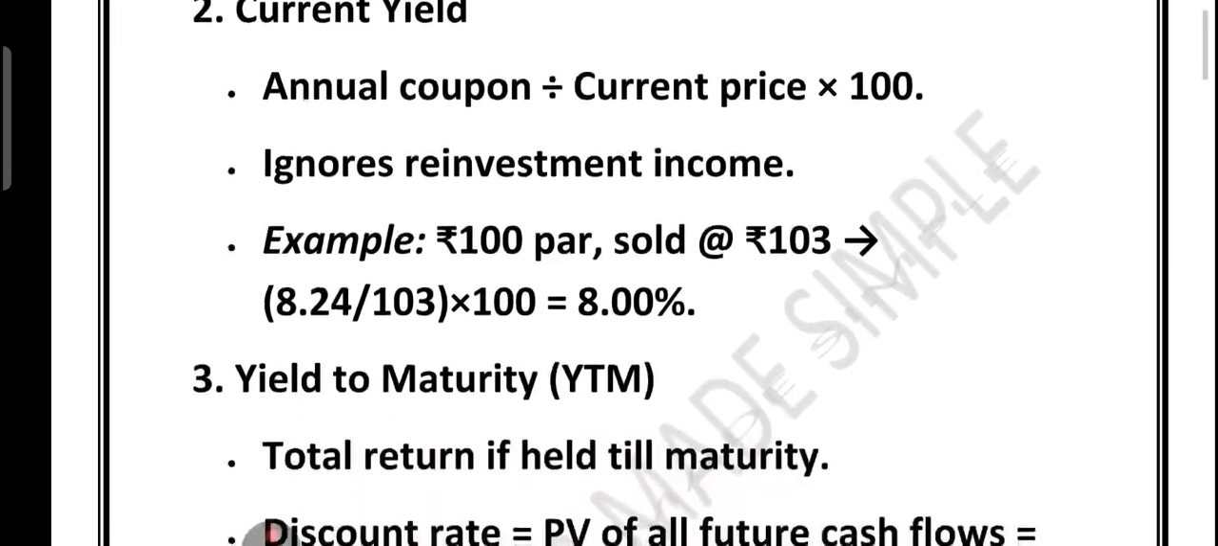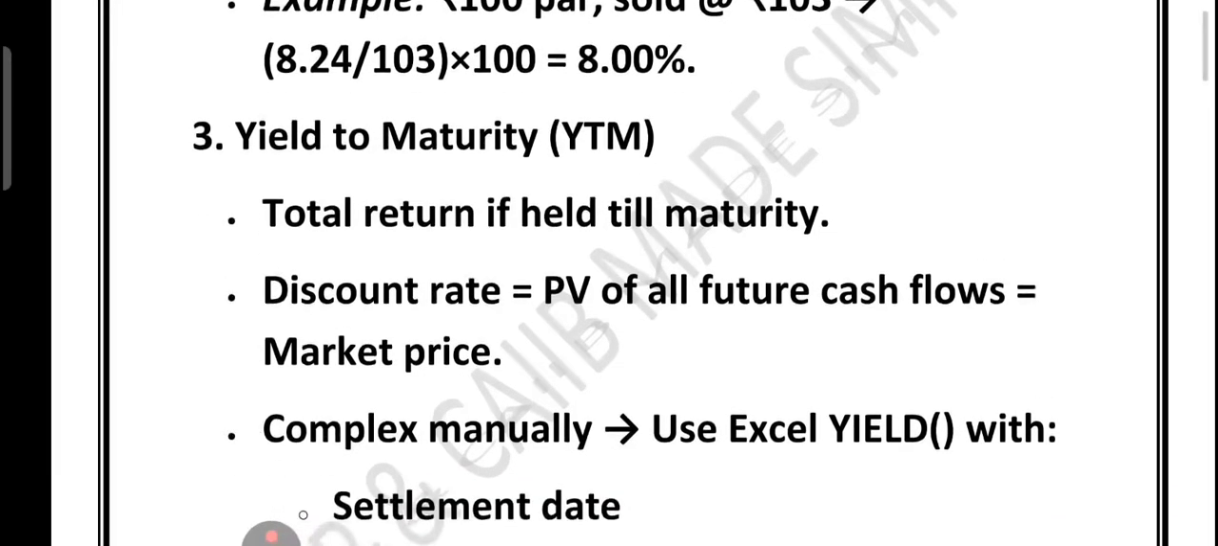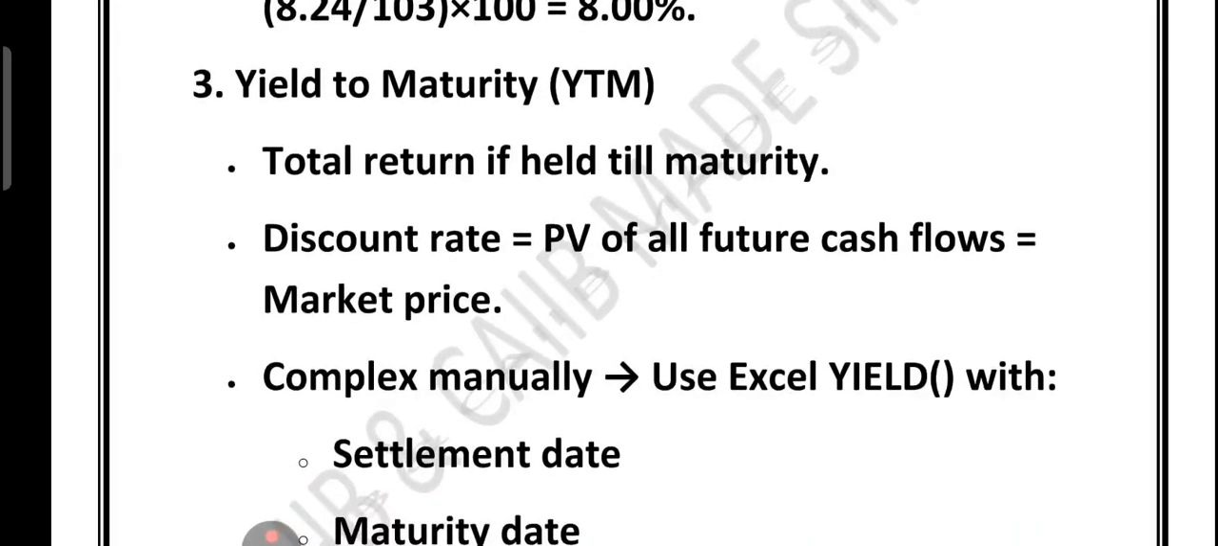That is your current yield. And then the third kind of yield we have is called yield to maturity. In short, we call it YTM. This is the total return if held till maturity, which means if you held the bond till maturity, the total amount of return that you get is YTM. So these are the 3 yields which we use most popularly.